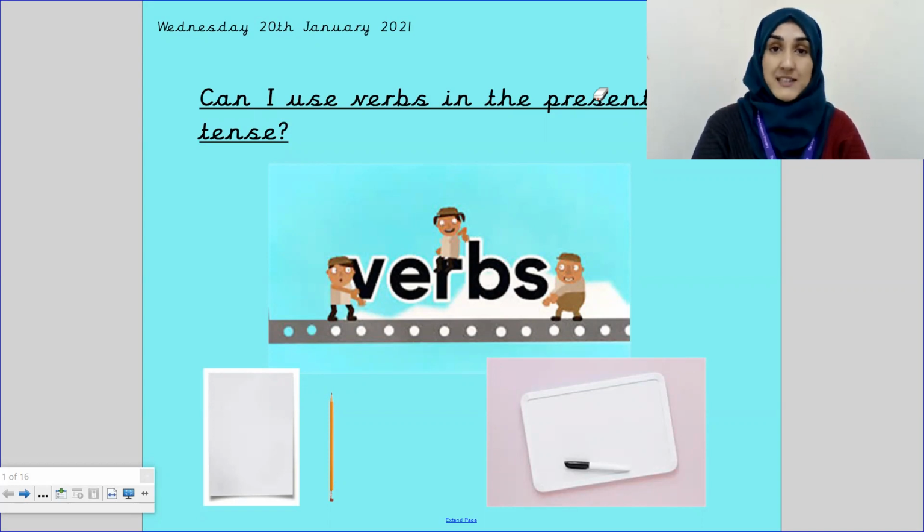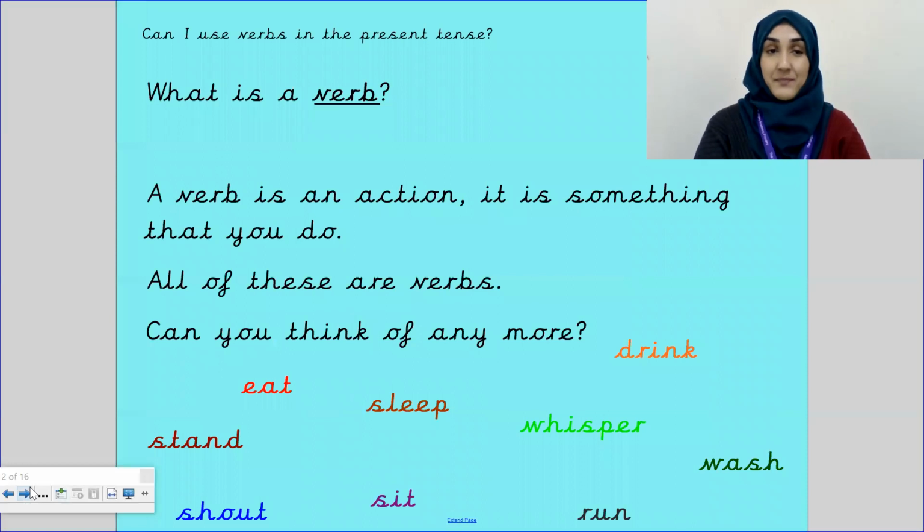Our learning objective for this lesson is, can I use verbs in the present tense? And my screen is frozen. There we go. What is a verb? A verb is an action. It is something that you do. All of these are verbs. Eat, sleep, drink, whisper, stand, shout, sit, run and wash. Can you think of any more verbs?